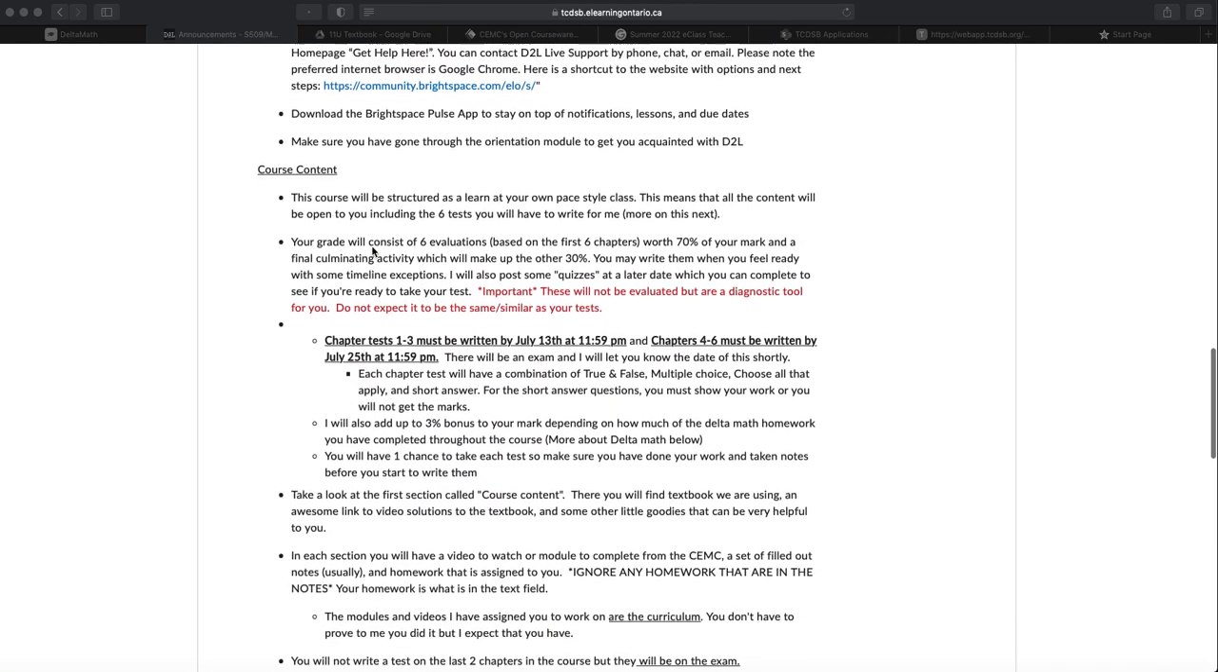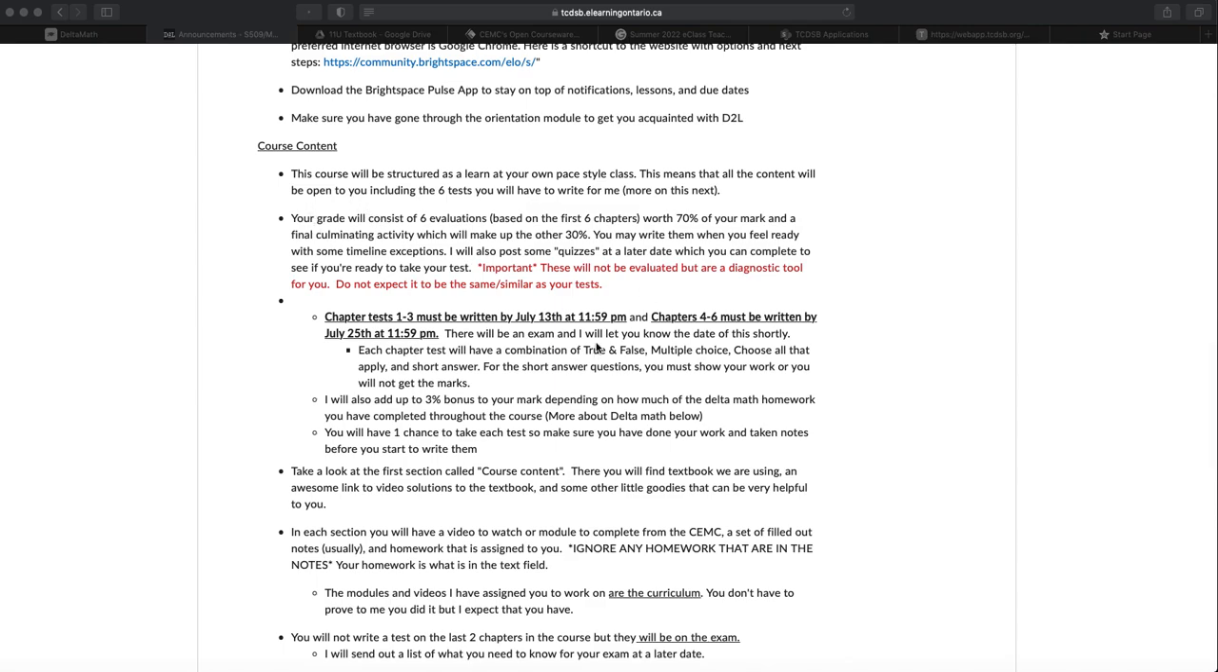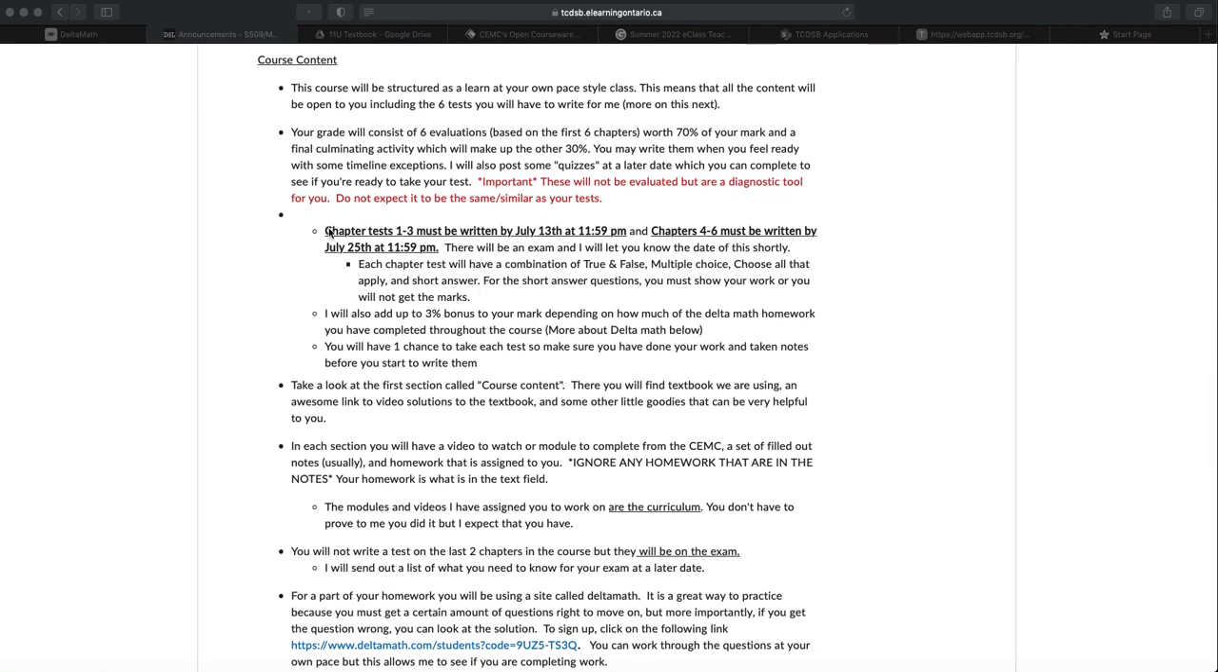It lays out how to walk through some of the course content and the assigned deadlines for your unit tests. So chapters 1 to 3 are due by July 13th, and chapters 4 to 6 must be done by July 25th, but you can write them at your own pace as you go through the content. So if you finish a unit, you can write the unit test, but you only get one chance. So make sure you're ready.